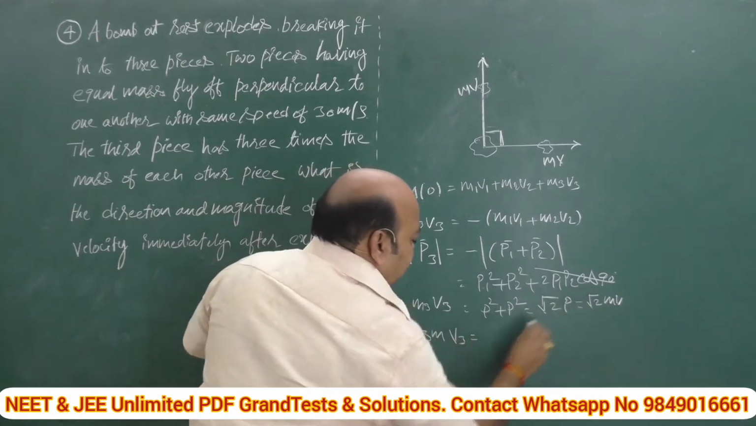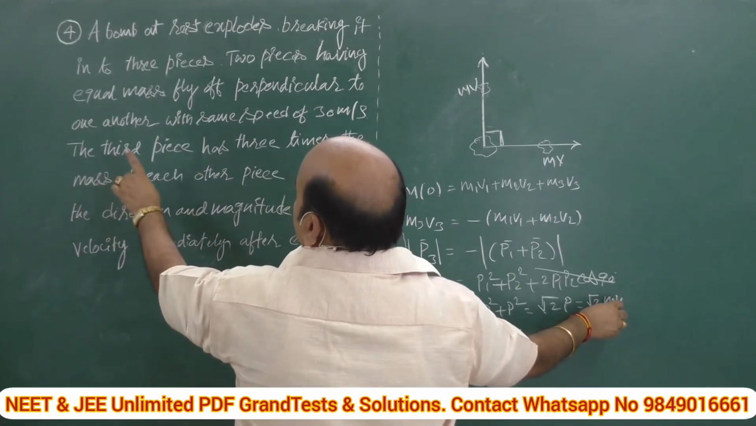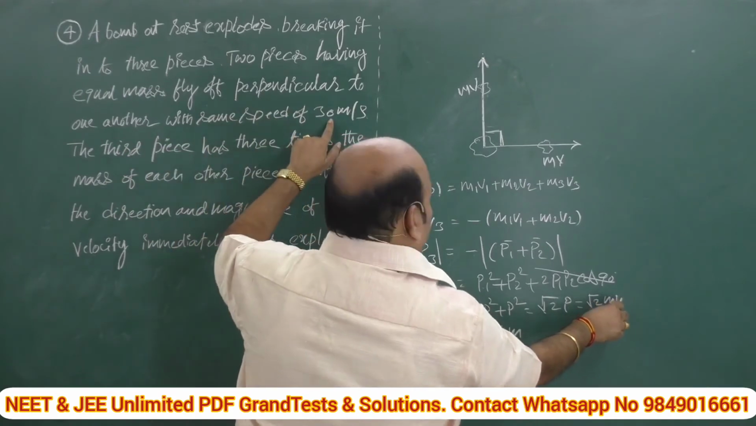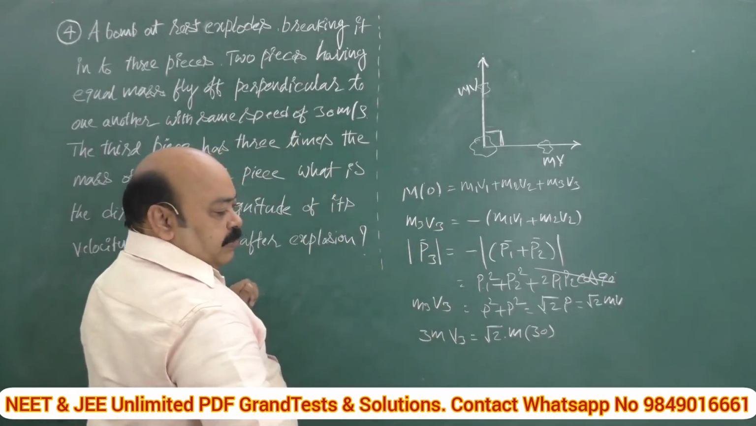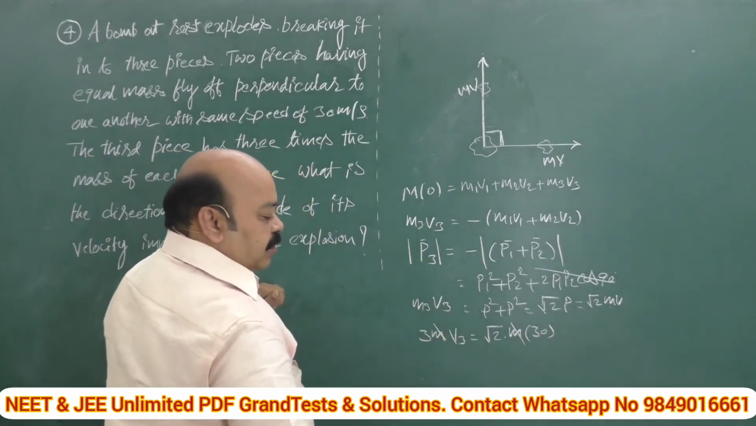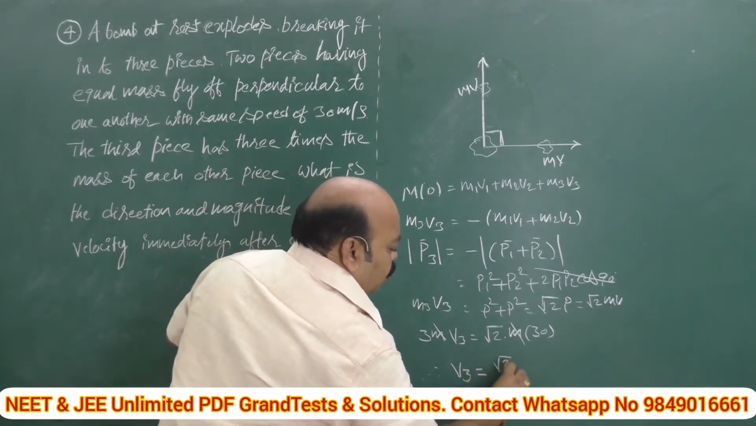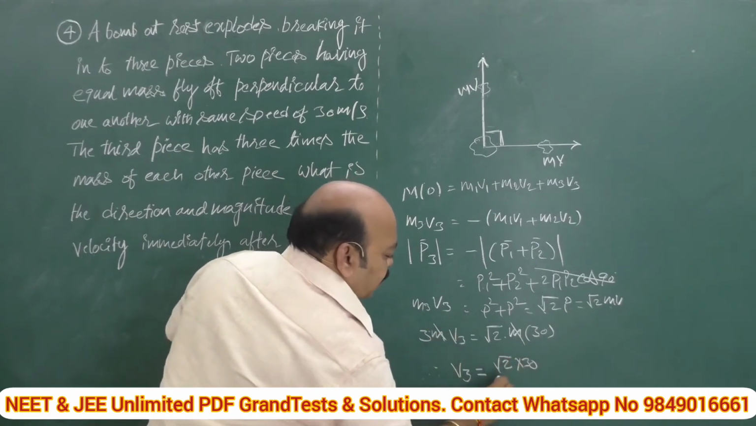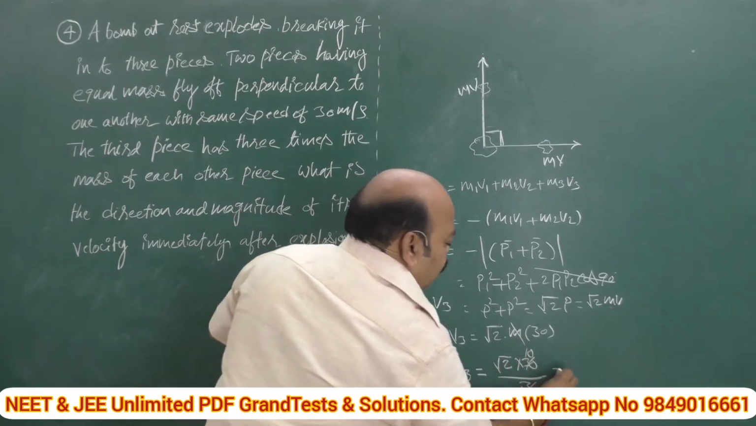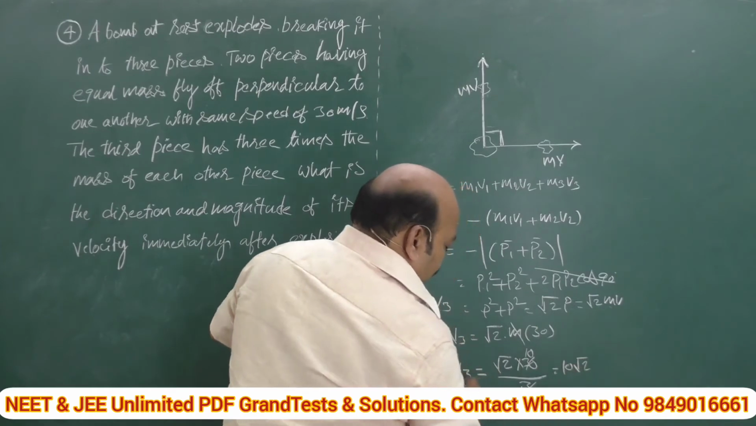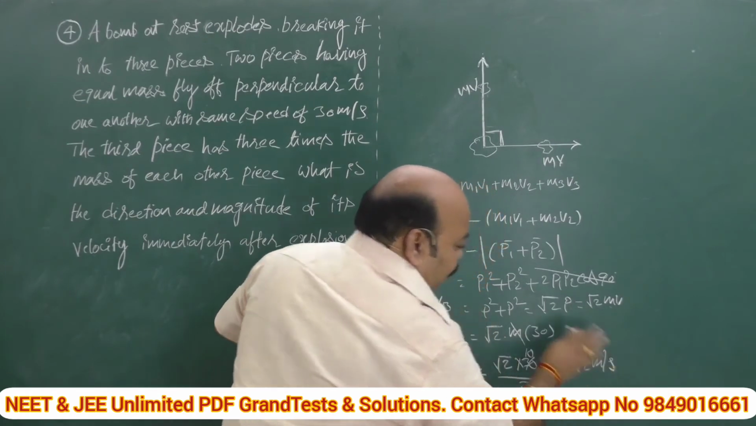This is equal to how much? Root 2 m. What is the velocity of each piece? It's given in the data, with a speed of 30 meter per second. So I am writing 30 here. This m and this m get cancelled. Last step, therefore V3 is equal to root 2 into 30 divided by 3. 3 tens are 30, the 3s get cancelled, so 10 root 2. What are we calculating? We are calculating velocity. That's why the unit is meter per second.